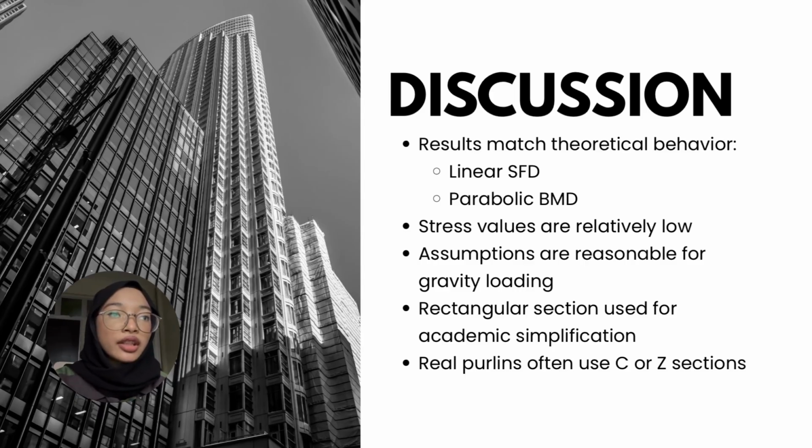The results match theoretical behavior, with a linear shear force diagram and a parabolic bending moment diagram. The calculated stresses are relatively low, indicating adequate structural capacity. The assumptions are reasonable for gravity loading. Although a rectangular section was used for academic simplification, a real roof purlin typically uses a C or Z section.